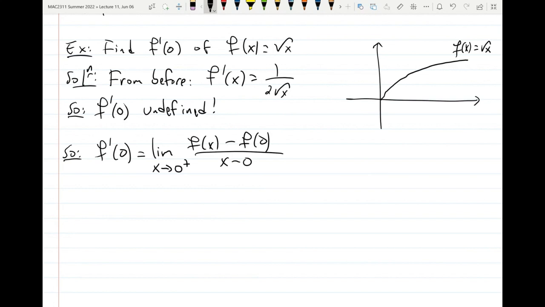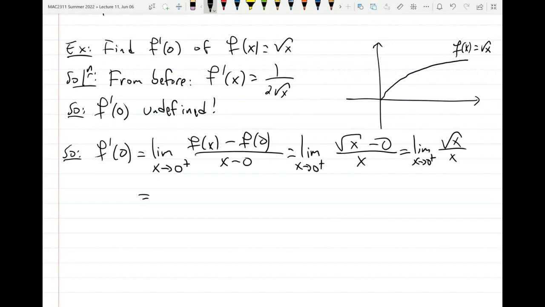Okay, so let's do this. That's the limit as x approaches 0 from the right of the square root of x minus 0, because the square root of 0 is 0, over x. So that's the limit as x approaches 0 from the right of square root of x over x. This is 0 over 0, and now we can easily simplify this. Remember, x is the same thing as square root of x squared, or square root of x times square root of x. Does everybody see this?